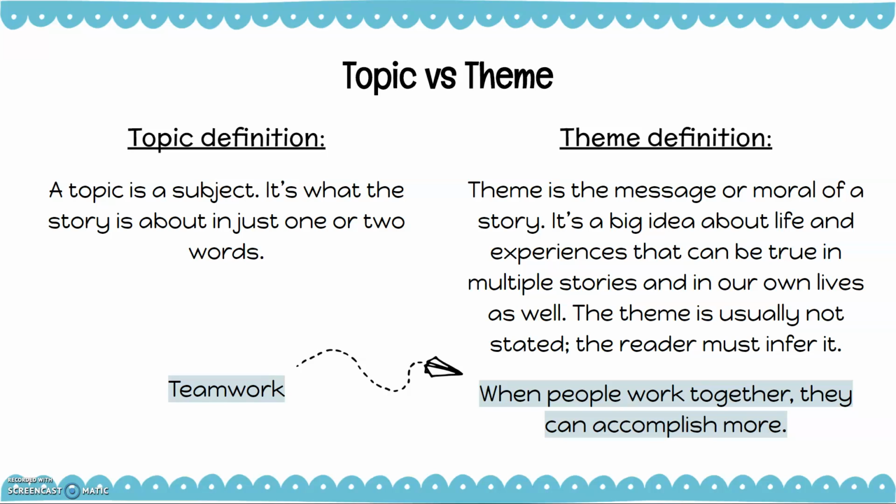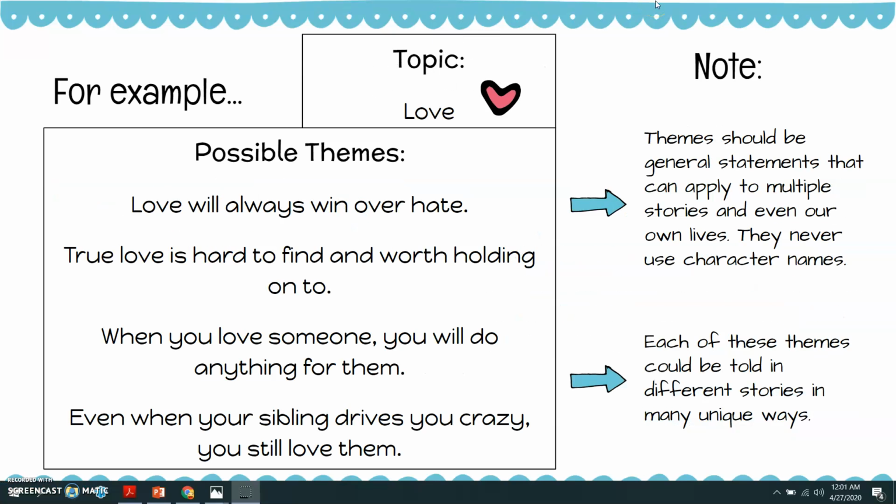How do we do that? How do we figure out what the theme is if it's not said in the story? Okay, so let's look at an example. Say our topic is about love. Some possible themes about the topic love could be love always wins over hate, or true love is hard to find and worth holding on to. Or when you love someone, you will do anything for them. Or it could even be when your sibling drives you crazy, you still love them.